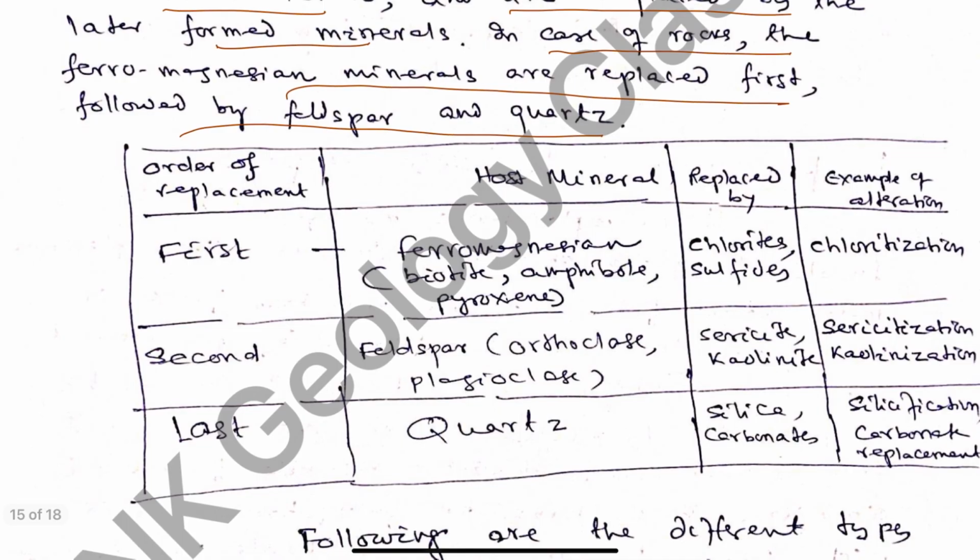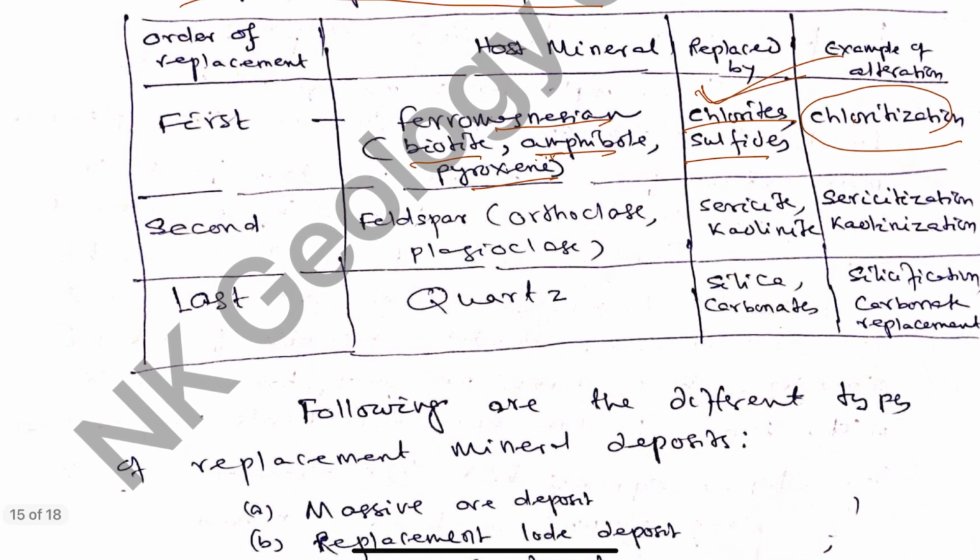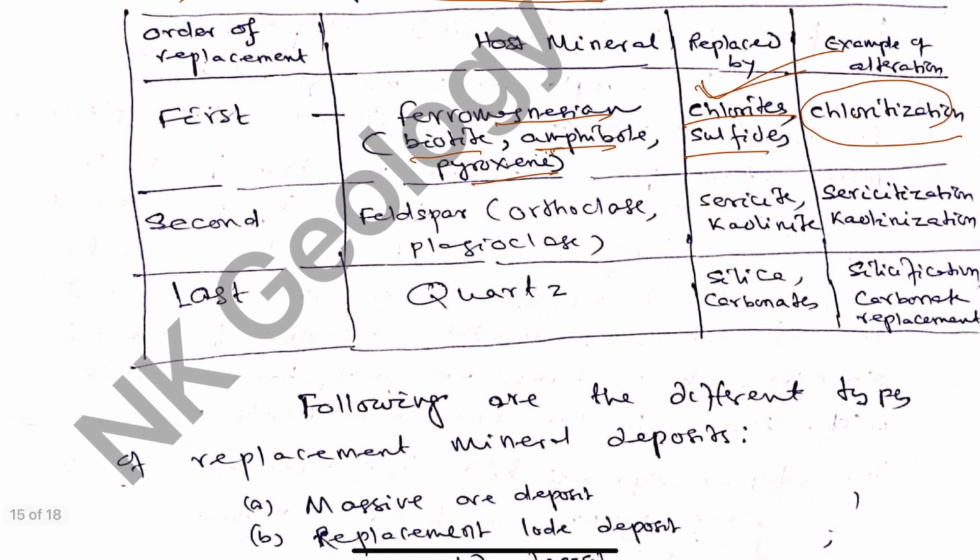In case of rocks, the ferromagnesian minerals are replaced first, followed by feldspars and quartz. So here is the order of replacement. First, the ferromagnesian minerals, it may be biotite, amphibole, pyroxenes. This is the host rock. They are replaced by chlorites and sulfides. This type of alteration is called chloritization because chlorites are developed.